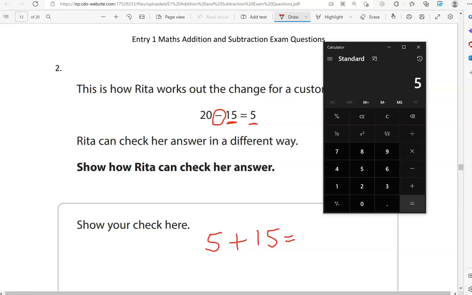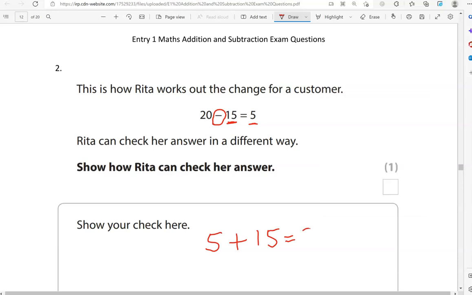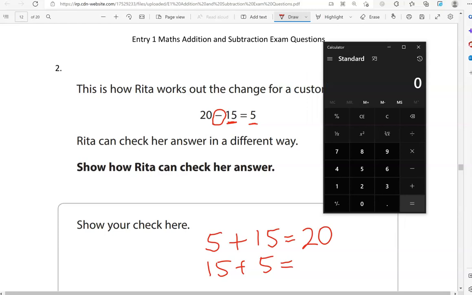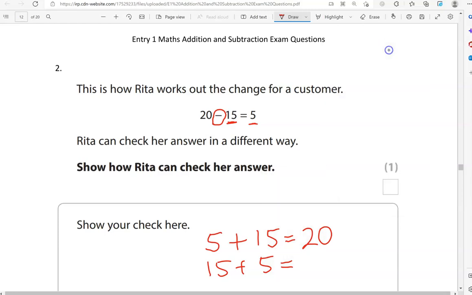So 5 add 15 equals 20. Or I could do 15 add 5 and that should give us 20. But let's check. So 15 add 5 equals 20. So either of these two, you don't need both.